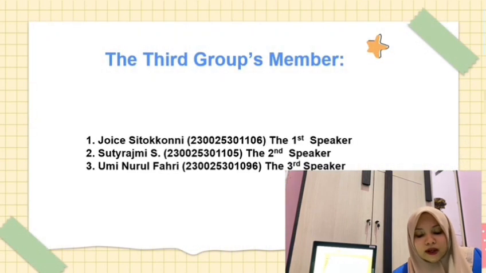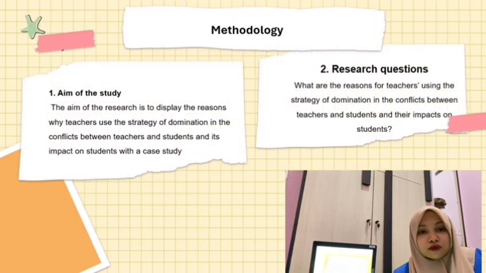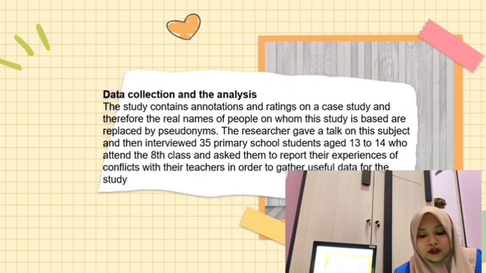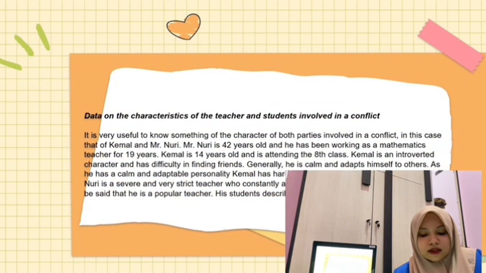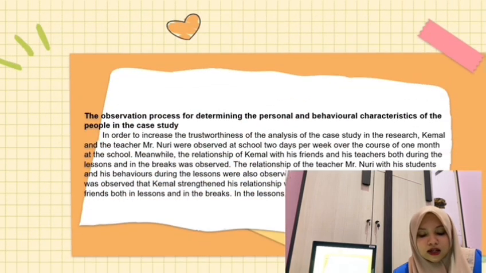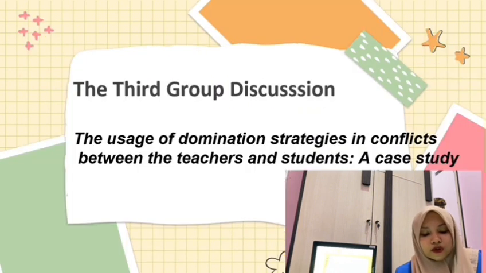Kemal wanted to explain something. However, Mr. Nuri did not let him talk and ordered him to sit down. For the rest of the lesson, Mr. Nuri concentrated on Kemal. He is annoyed by everything. He was upset when Kemal was talking to his classmate or when he made no contributions to the lesson. Most of the lesson passed not in teaching but in teasing Kemal. Kemal couldn't concentrate on the lesson.